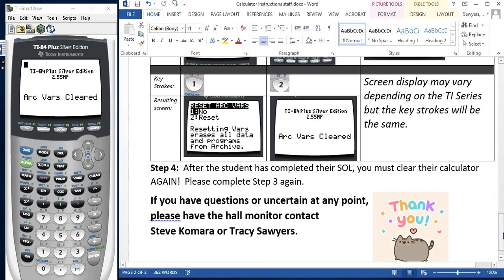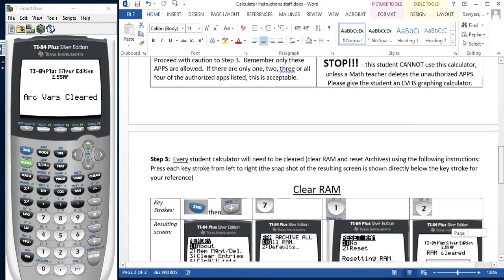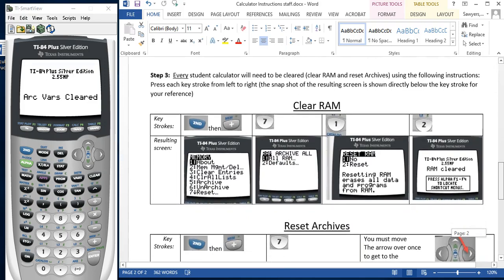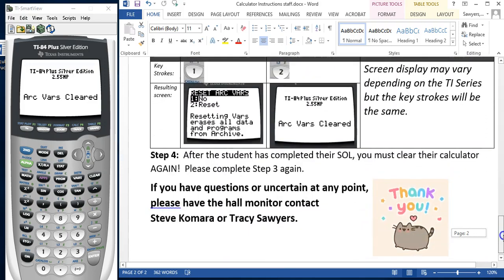Once you have cleared every student calculator and given calculators to the students that do not have their own, you may proceed with reading the instructions from the examiner's manual. After the student has completed their SOL and has submitted their test, you must clear the calculator again. You want to go back up and start with step 3, clear the RAM, and reset the archives.